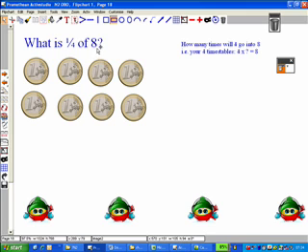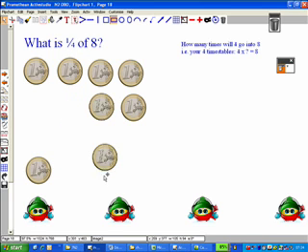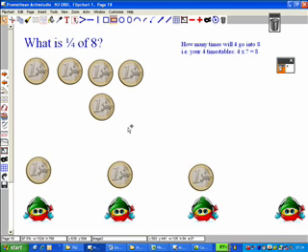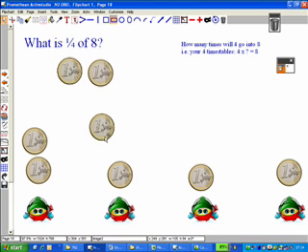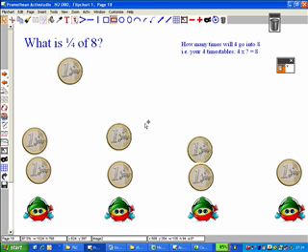What is 1/4 of 8? I need to share 8 things, 8 €1 coins, between 4 people equally. So if I give them each one at a time, there they all have an equal share, but there are 4 left. So let's distribute them again. Some of you might have worked this out already. They each get 2. So 1/4 of 8 is €2 coins.